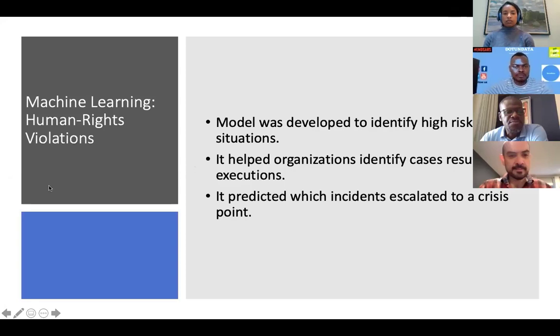So in this case, the model was developed to identify very high-risk situations, right? At the end of the day, Amnesty International as an organization cannot be everywhere at the same time, so they have to prioritize the kind of situations they target. It helped the organization identify cases that were going to result in executions, like the killing of people, and be able to prepare for that. And it also predicted which incidents were going to escalate to a crisis point in those countries, so that resources could be targeted at solving the problems.